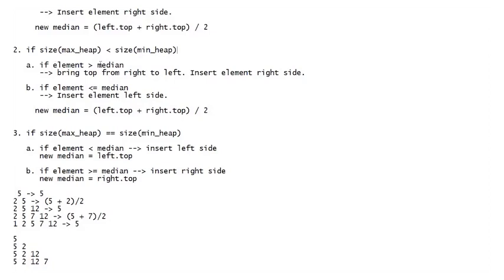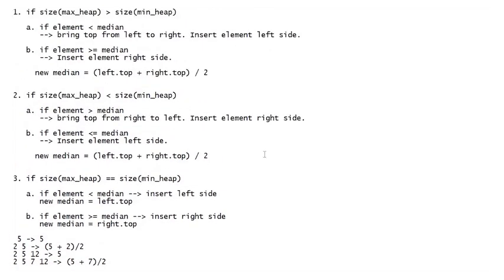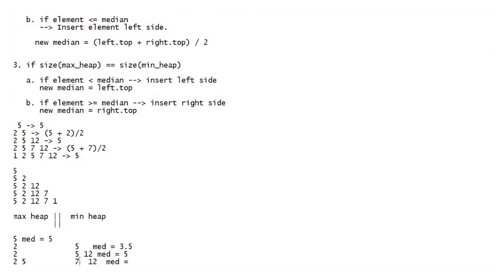So I see that the previous median was 5 and my current element is 7. So 7 is greater than 5. This condition is satisfied, and I have to bring top from right to left and insert the element on the right side. So this is my top, so I will move it from right to left and insert that on left. Right now there are an even number of elements, so rule 2 says the new median equals left top plus right top by 2. So I have to take 5 plus 7 by 2, which is again 3.5.